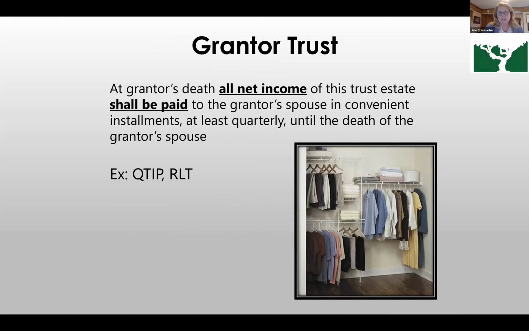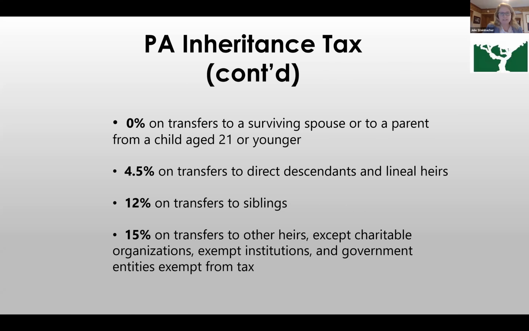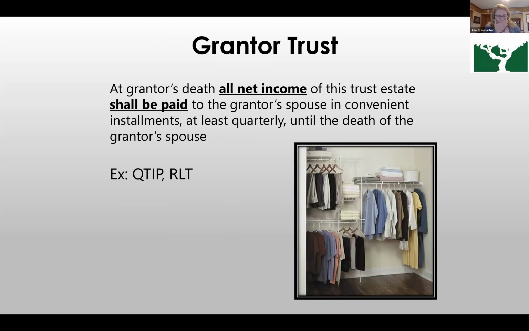So important. Reasons for grantor trusts, I apologize, include federal and state tax planning that I've talked to you about, providing for the grantor's spouse, creditor protection, any of those types of things. An example of an easy grantor trust says, at death, all net income of the trust or estate shall be paid to the grantor's spouse in convenient installments, at least quarterly, until the death of the grantor. That's an example of wording we see all the time in a Q-tip trust, a qualified terminal interest trust, or an RLT, or revocable living trust. So this is a simple grantor trust.